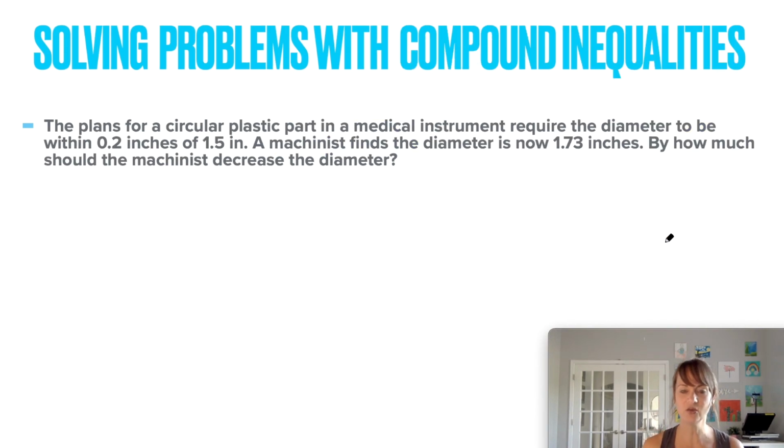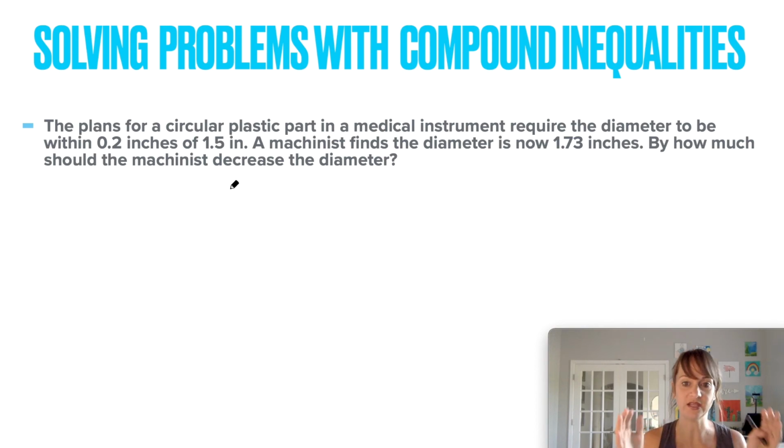Okay, compound inequality is a little more tricky, but still totally doable. So the plans for a circular plastic part in a medical instrument require the diameter to be within 0.2 inches of 0.5 inches, meaning it can be 0.5 inches, or it can be 0.2 above that, or it can be 0.2 below that. So let's actually discuss this.